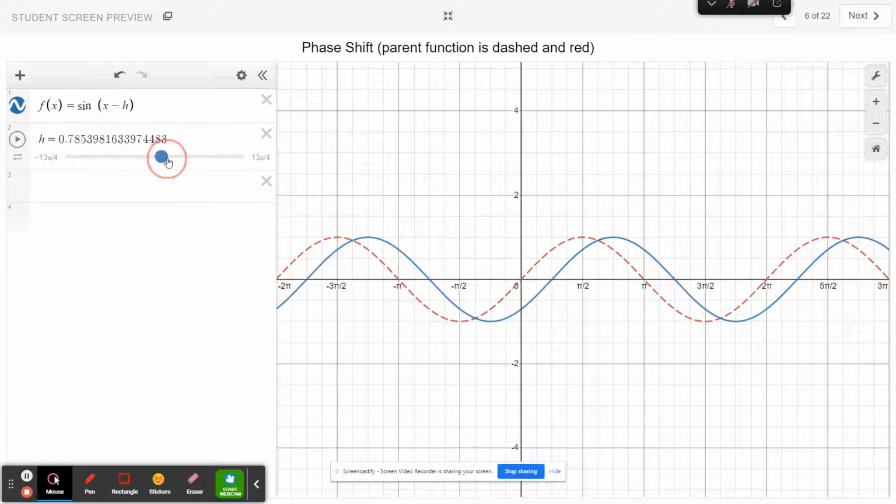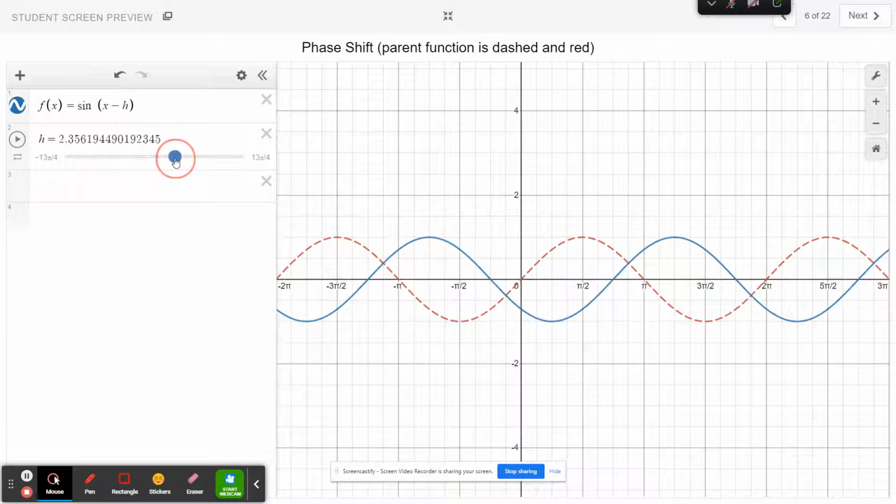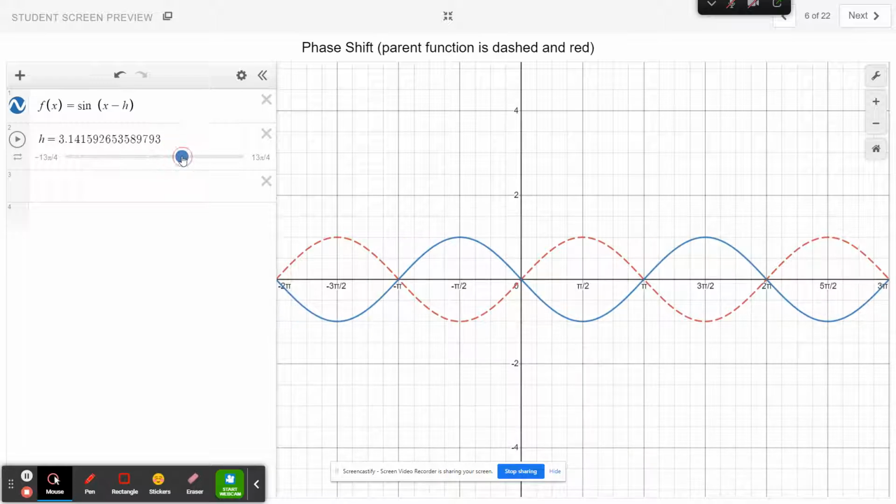I move it over pi halves now, 1.57, right? That's half of 3.14. Now the max is over here at pi. It moved it over half a pi. If I move it over a full pi, now 3.14, that's a full pi. So the max was at pi halves, and now it's shifted to the right a whole pi, so now it's at 3 pi halves.